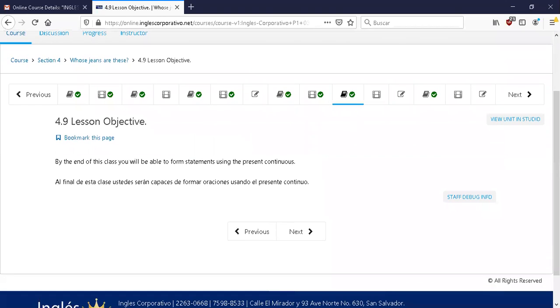Read it with me, please. Lesson objective. By the end of this class, you'll be able to form statements using the present continuous. Al finalizar esa clase, ustedes serán capaces de formar oraciones usando el presente continuo.